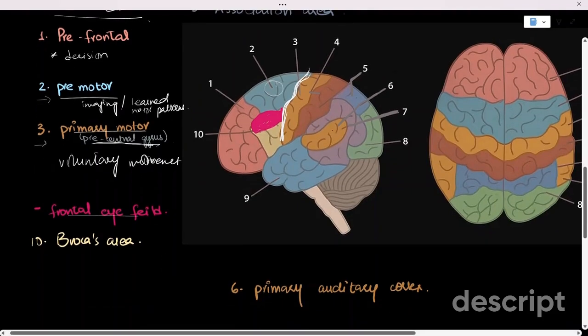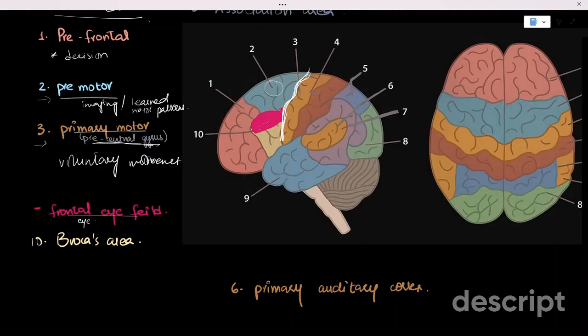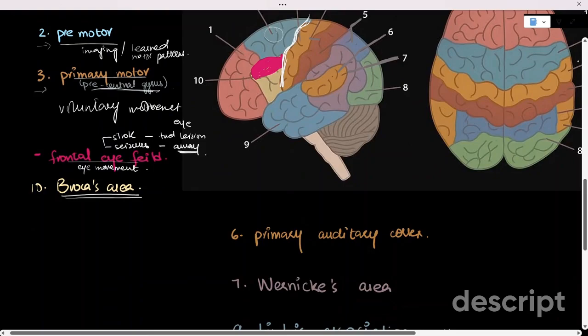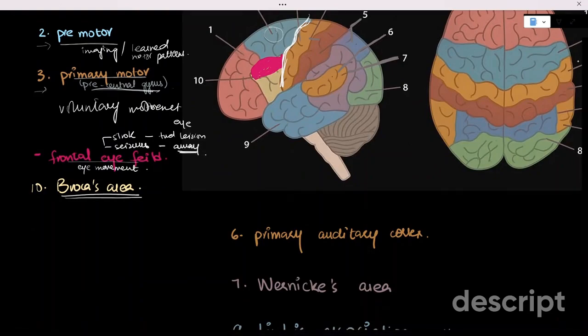The frontal eye field, the area in pink over here, is involved in eye movement associated with the frontal field only. Whenever there is a stroke, the eye deviates towards the lesion, and when there is a seizure in this area, the eye deviates away from the lesion. Now coming to Broca's area, this is a high yield concept. Broca's area is responsible for speech production.